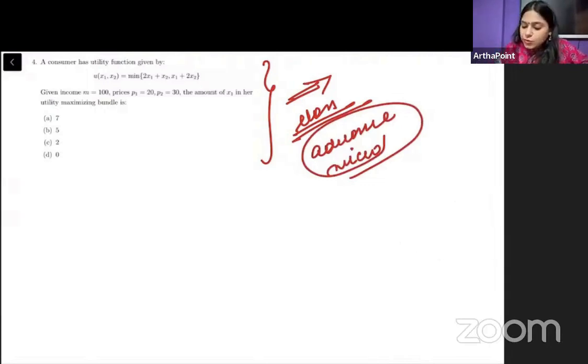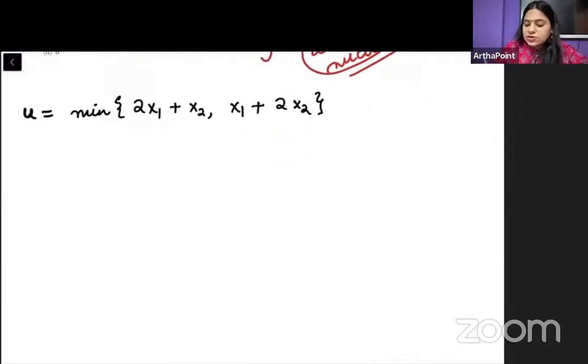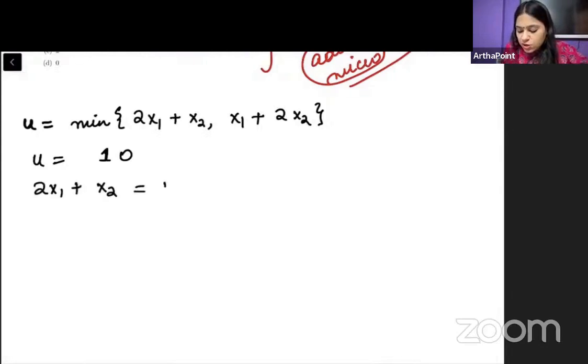So देखो, the utility function given to you is min of 2x1 plus x2, comma x1 plus 2x2. This is the utility function given to you. Okay. How will we go ahead solving such kind of questions? We will go ahead and we will keep utility constant at some level. So let's say I hold my utility constant at 10. So I will get 2x1 plus x2 is equal to 10 and x1 plus 2x2 is equal to 10.